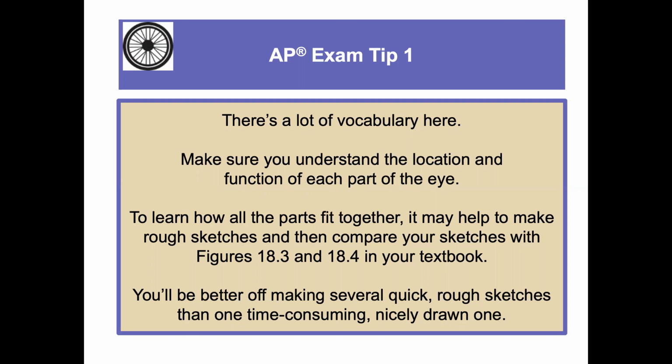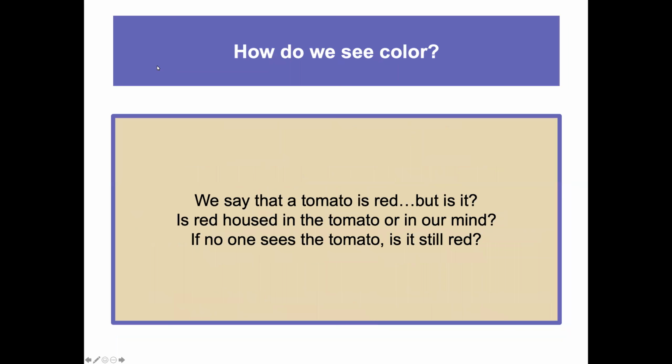And yeah, when you're making the rough sketches, don't worry about making it perfect. Just try to draw some rough sketches so you're kind of understanding, and you go step by step to understand, oh wait, the light's coming in through the cornea and then the pupil and then the lens. Okay, just make sure you understand that process. So how do we see color?